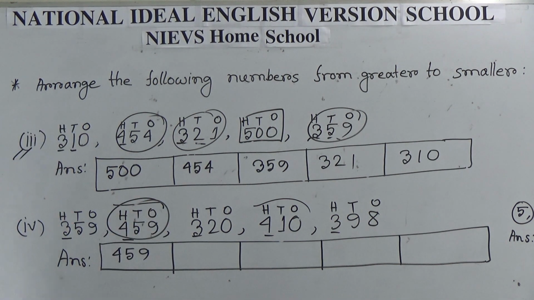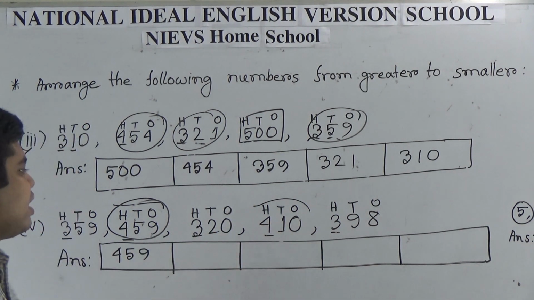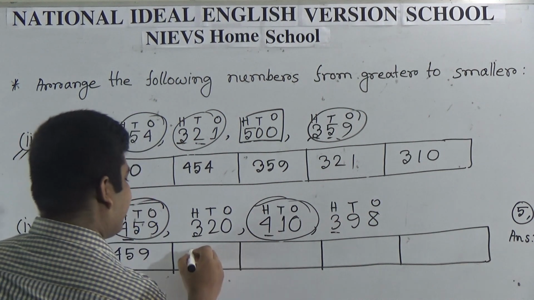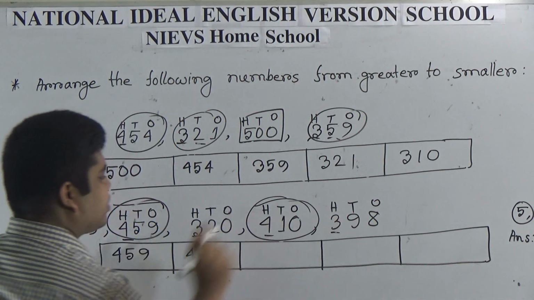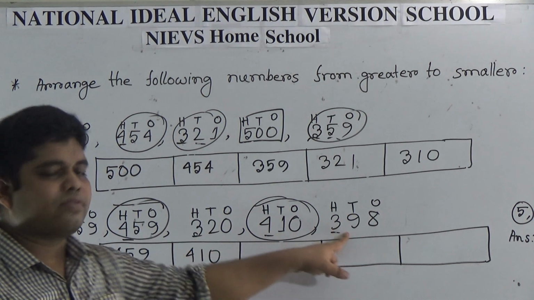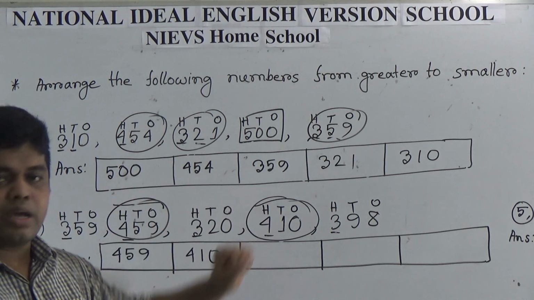And notice the hundred place digits: 3, 3, 4, 3. So, the next greatest number is 410. So, this one is also done. Now, you notice the other 3 numbers. Here the hundred place digit is 3, 3 and 3. My dear students, notice the hundred place digit is the same in the following 3 numbers.